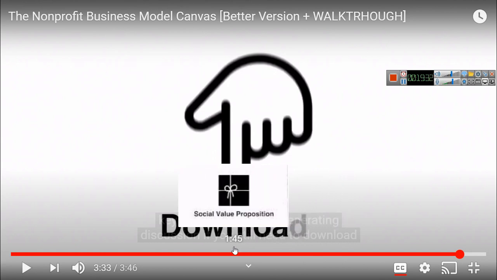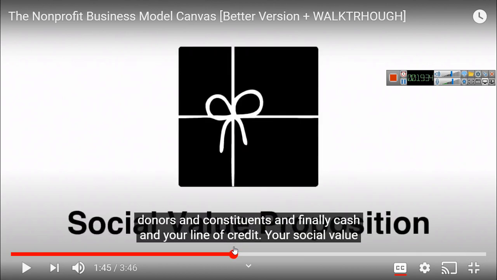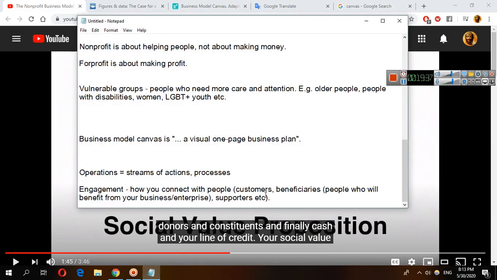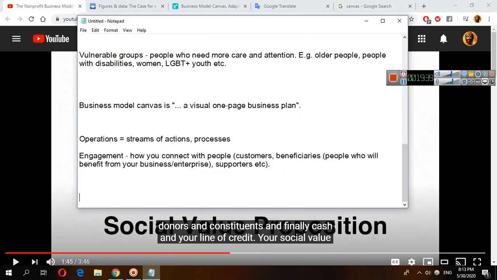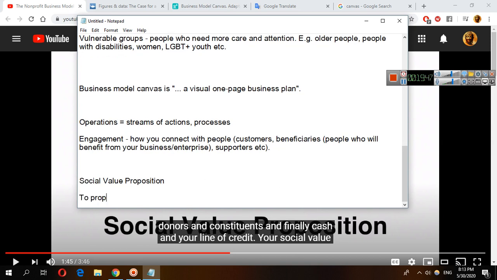See, social value proposition is actually, let's just look at the word. Social value proposition. Let's have a look at the word proposition first. To propose is to suggest. So what do you propose? What do you suggest? What is the thing that you want to change?